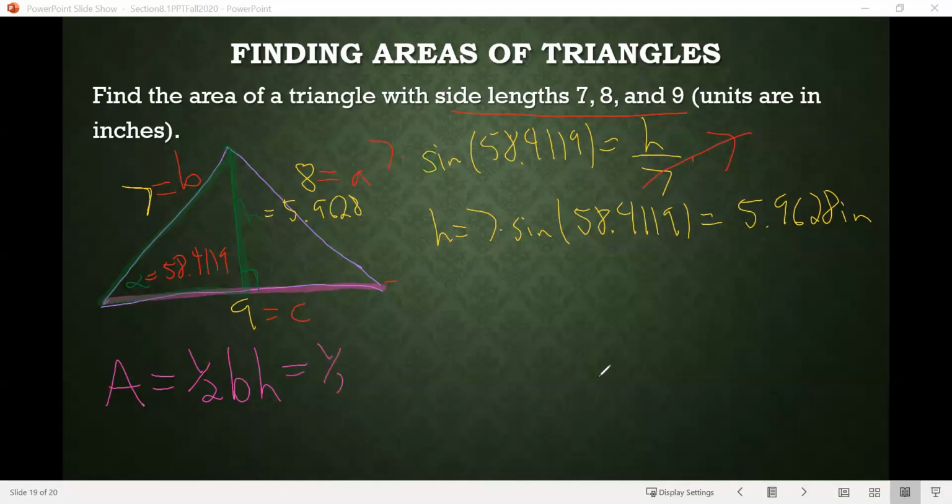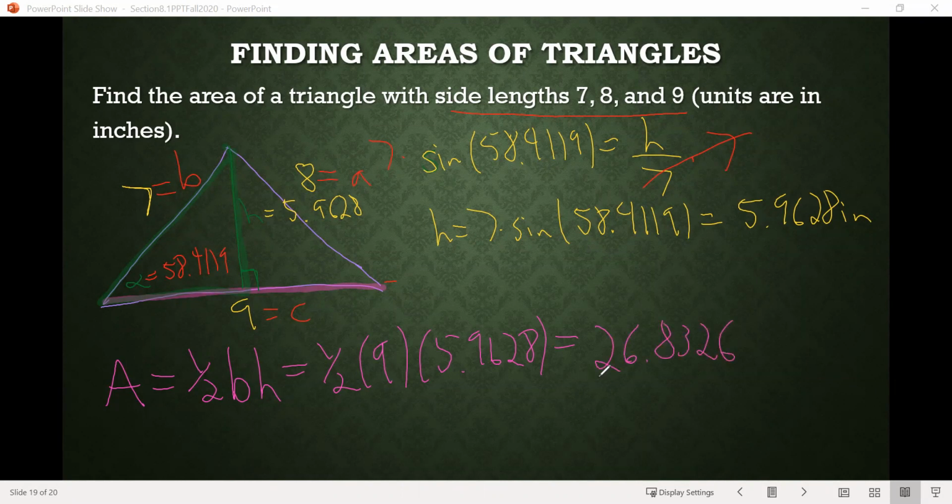So it'd be 1/2 times the length of the base, which as we said was 9, times our height now, which is 5.9628 inches. When we multiply all of that out, looks like we end up with 26.8326 as our area. And because our units are inches up here and we're finding area, we recall that this is inches squared. Okay, that's our answer. All right, that is it for now. Thank you for watching.